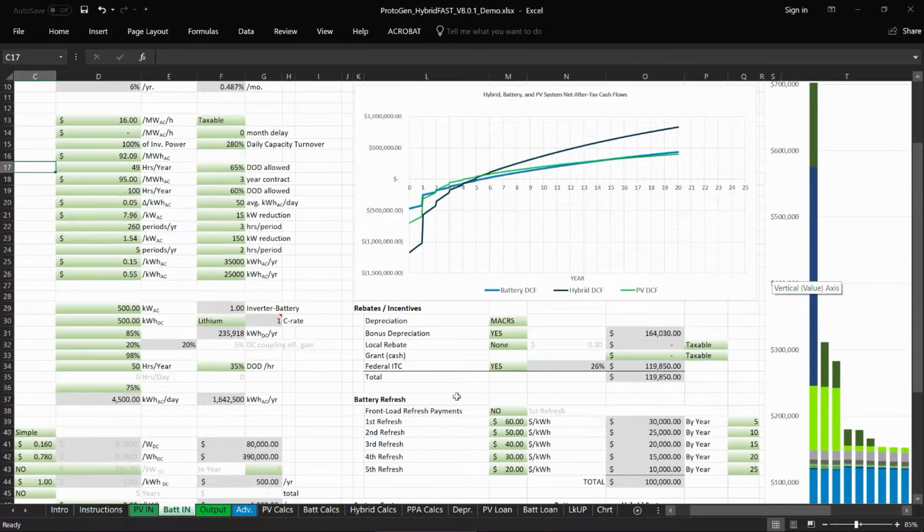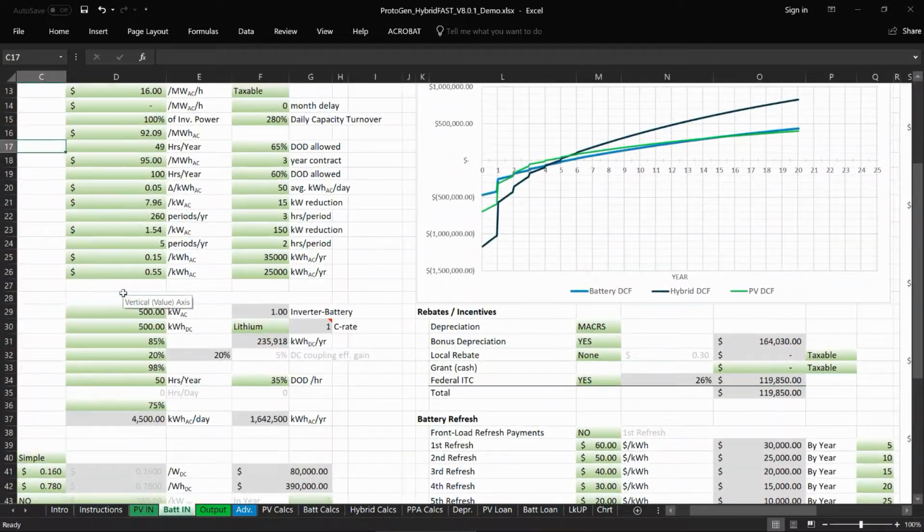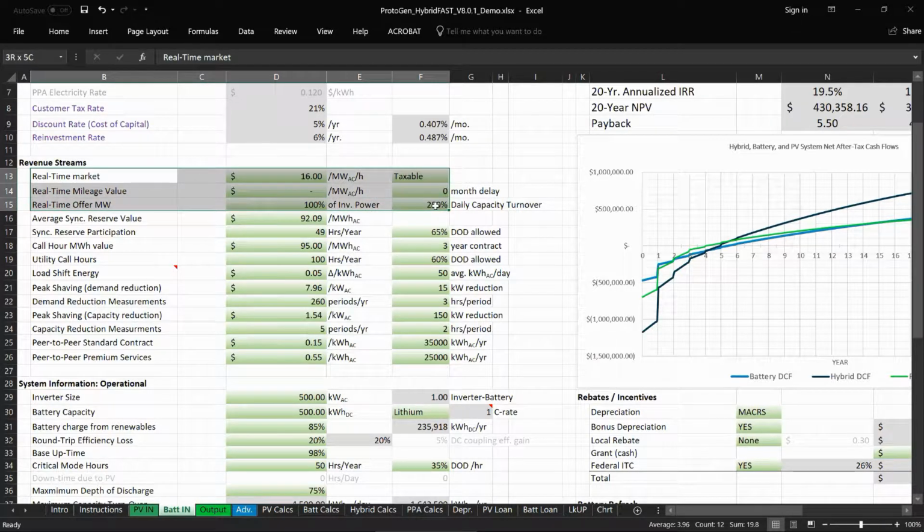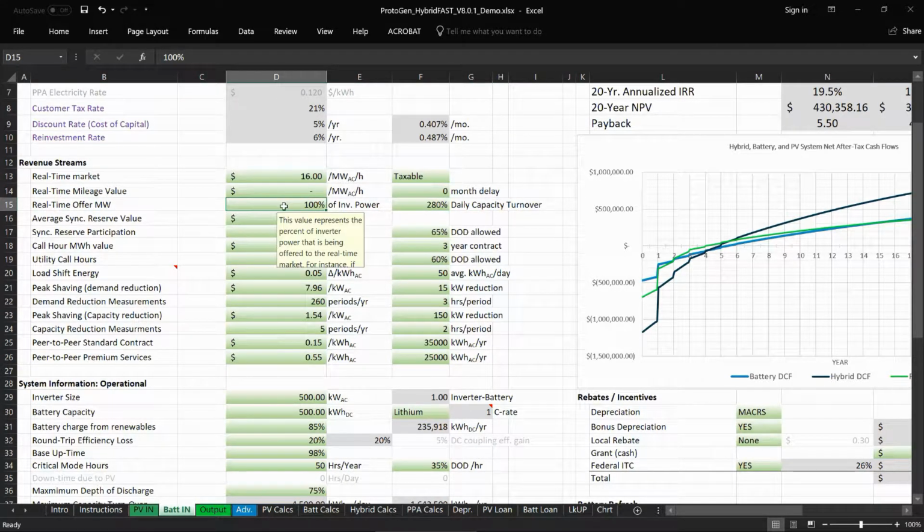I'm going to zoom back in to these revenue streams. I'm not going to go over all of them in this video. That's dramatically beyond the scope of the walkthrough. But this section is broken down into subsections that you can see by the titles here. So these are your real-time market variables, and it has to do with what the energy is worth, is it taxable, and how much of your battery capacity and inverter power you are attributing to that potential revenue stream.